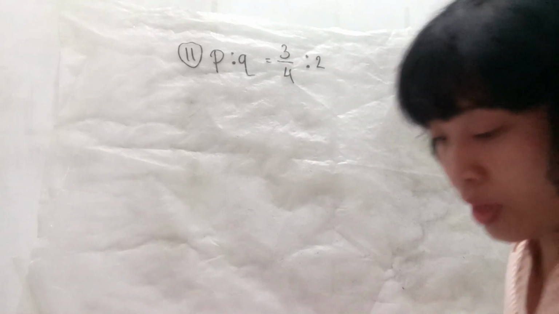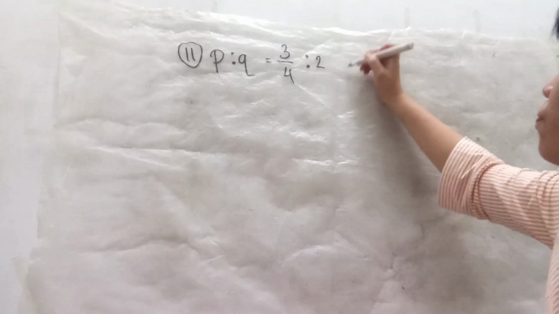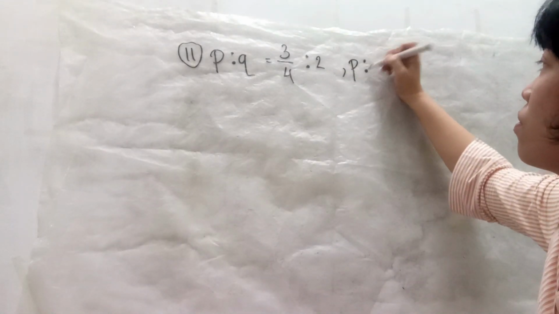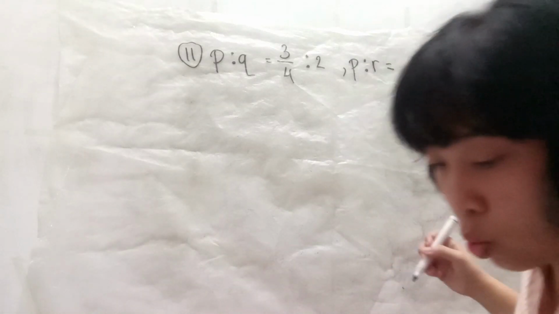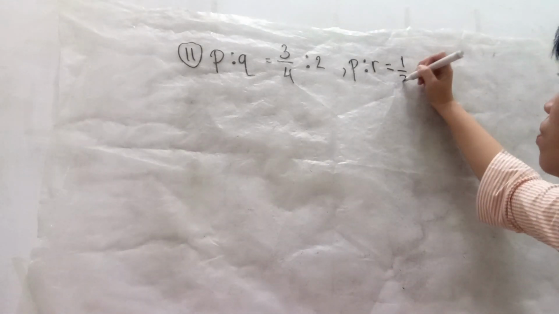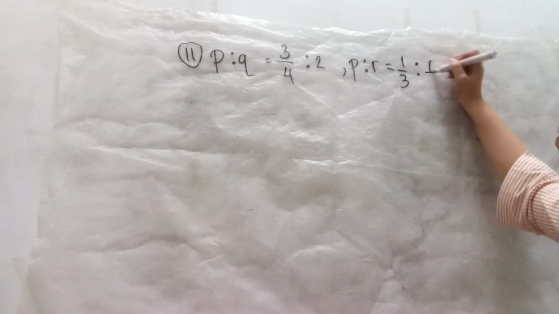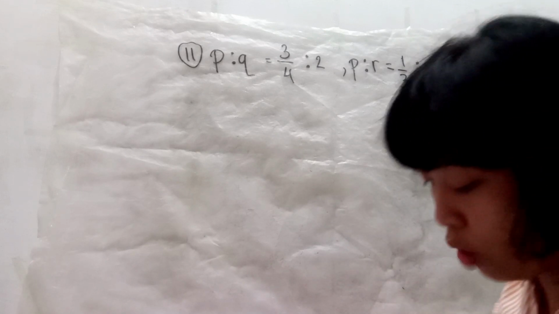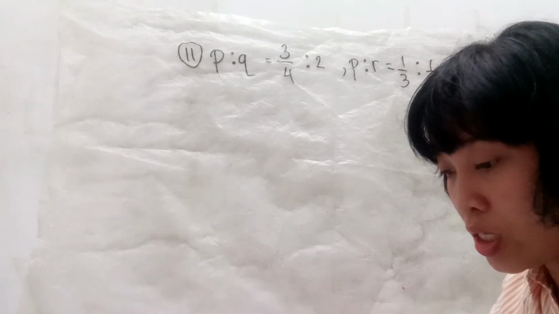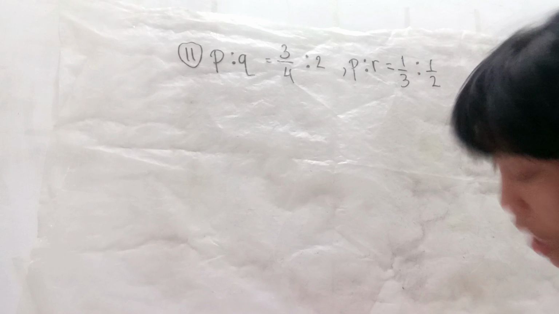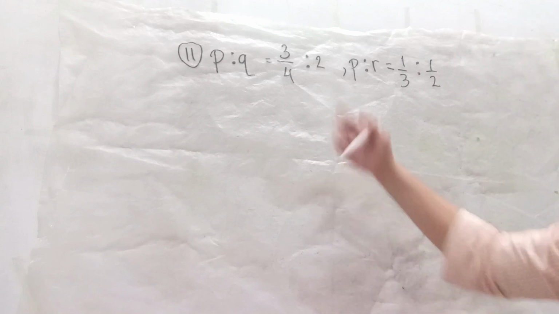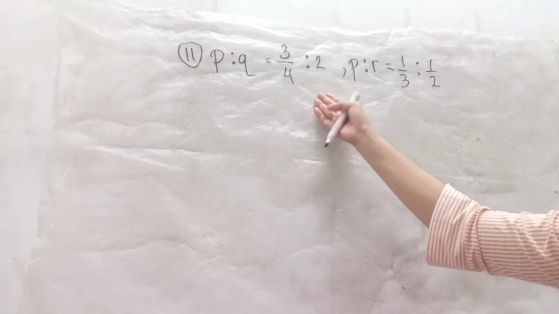One more. P to R equal to 1 over 3 to 1 over 2. Okay, so we want to find first P to Q to R. Before that, let's do P to Q first.